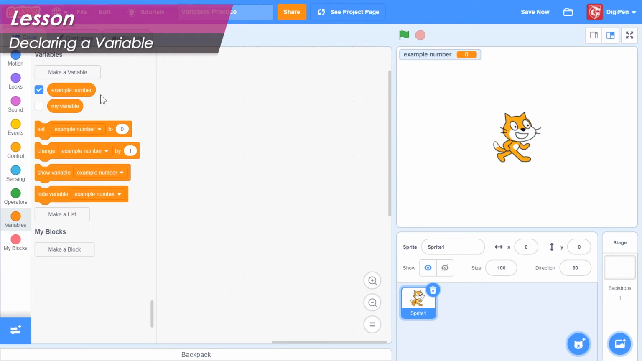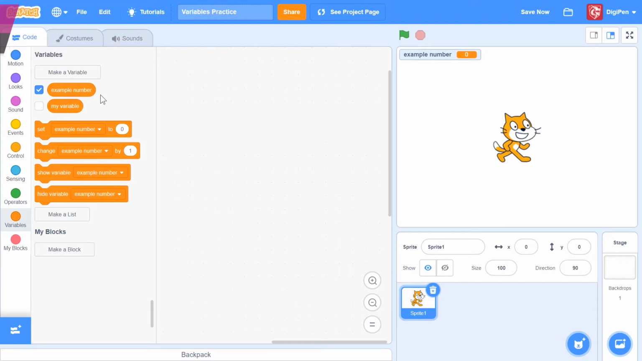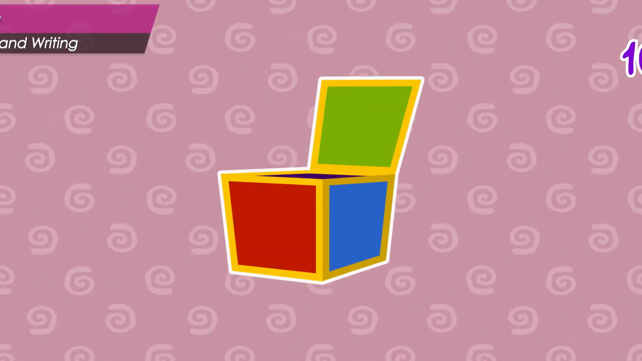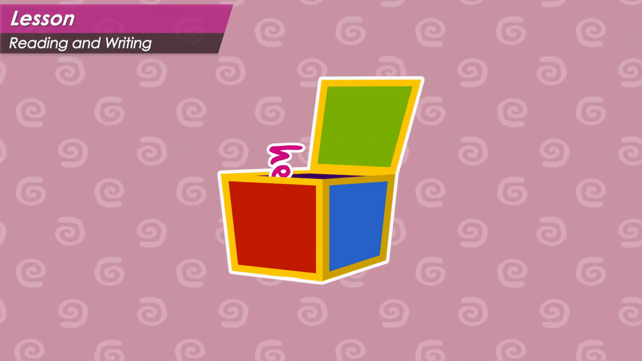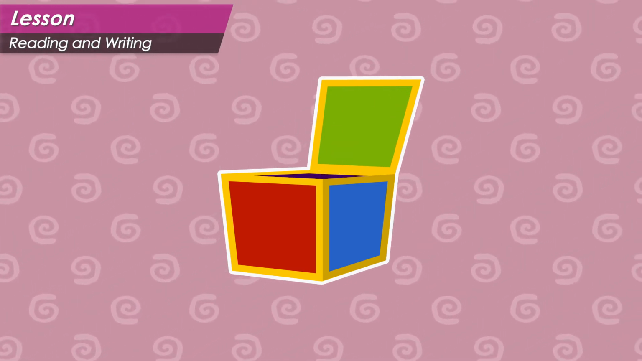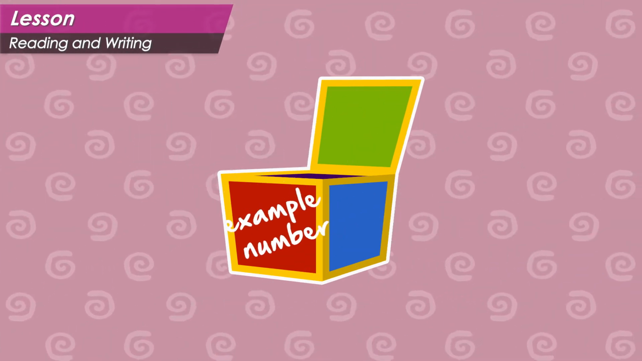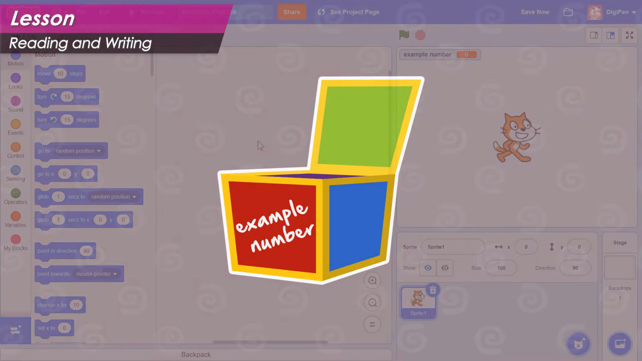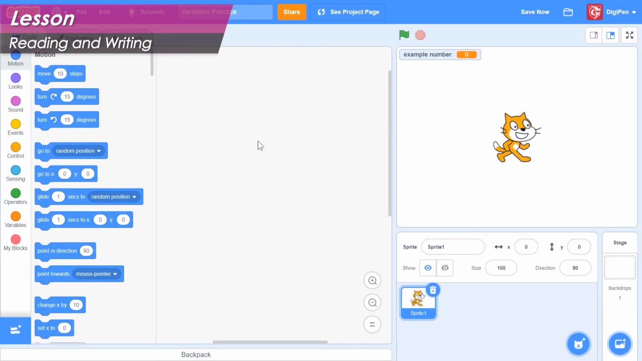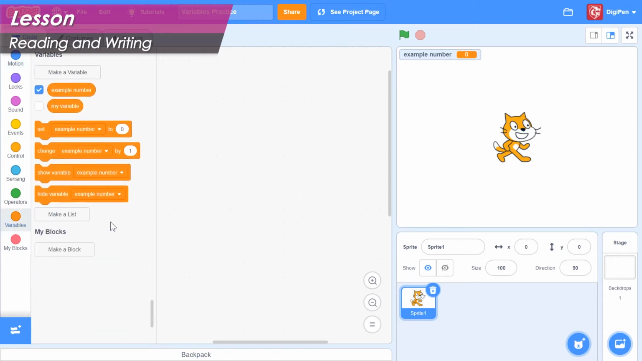Now let's put something in our new variable. In Scratch, variables can only hold two kinds of things, numbers and text. We called our variable example number, so we should put a number in it. In Scratch, you can put something in a variable with a set block. Click the orange Variables category and find the set block. Drag it into the code area.